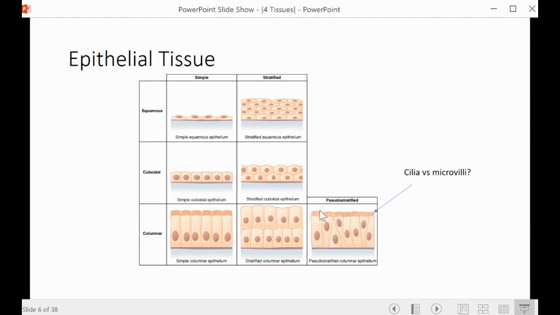Okay. And it could have cilia or microvilli on there. Okay. So what's the difference between cilia and microvilli? You may have heard of cilia before. Cilia is sort of a hair-like structure, and cilia is typically used for movement. Microvilli, on the other hand, looks very similar when we look under the microscope, but microvilli's job is for absorption. It gives us more surface area for absorption, right?